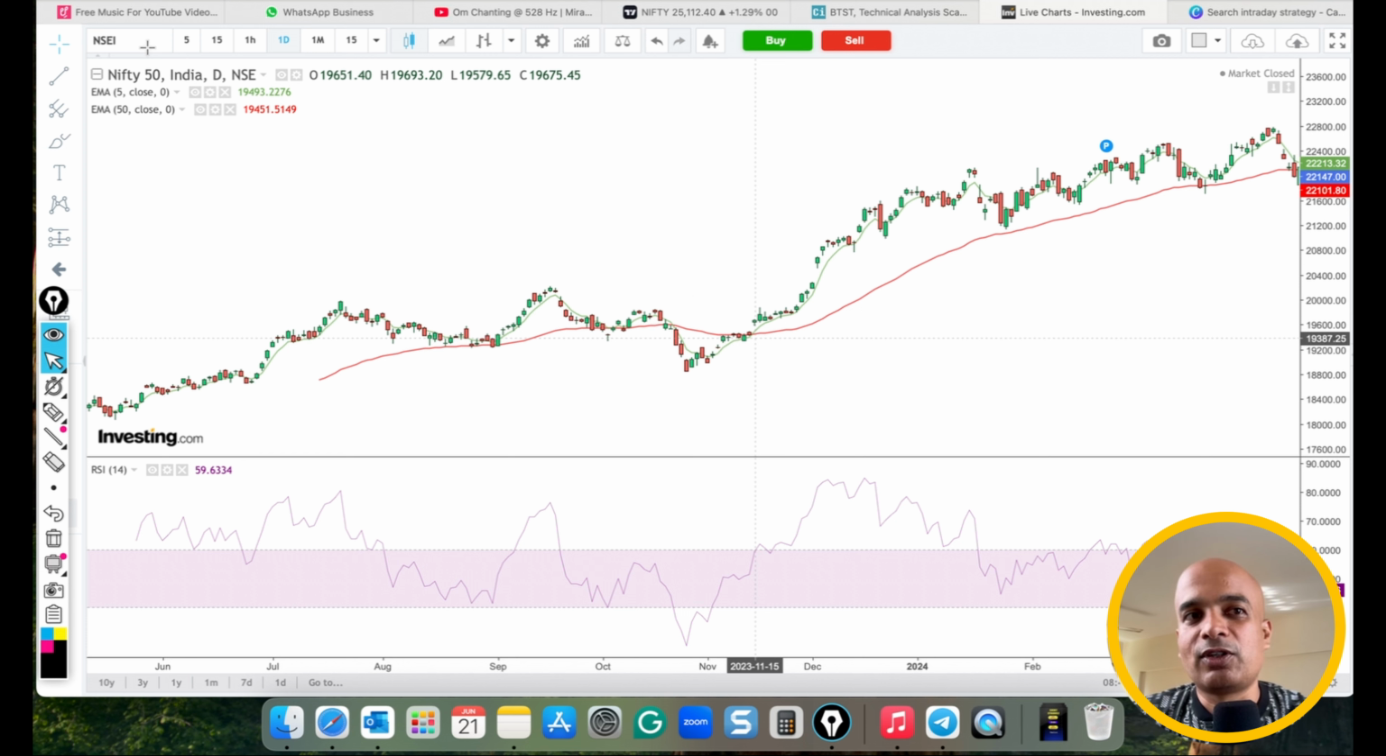So we'll go to some stock examples. I'm not sure, it's quite hanging actually. Not sure if it is a mistake of my system or investing.com. Let me check.